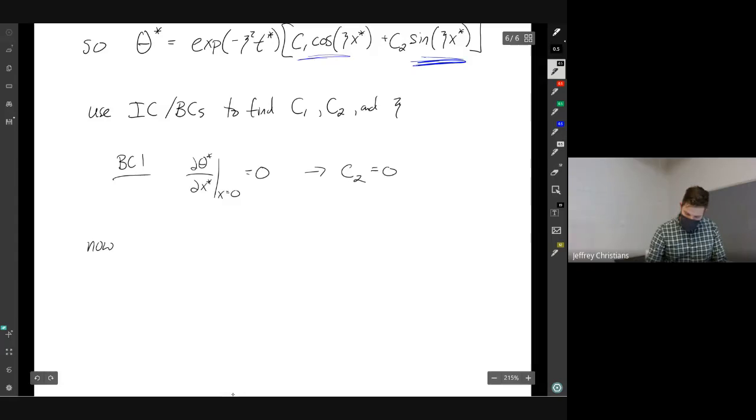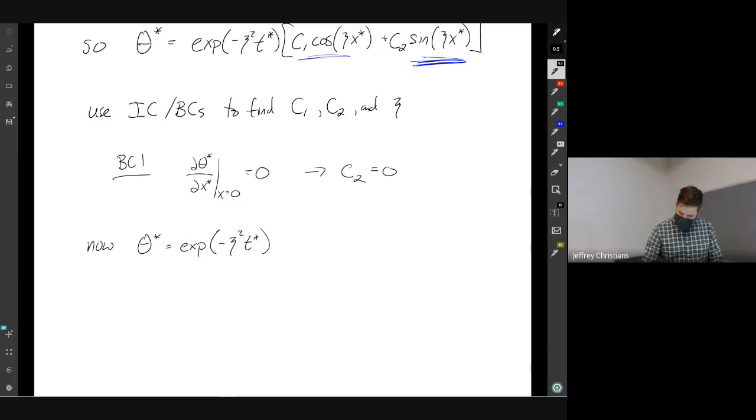So now theta star equals C1 times exponential minus c squared t star, cosine c x star. We'll write it like this because the C1 can come out in front.